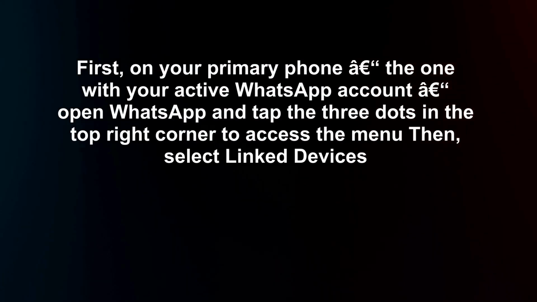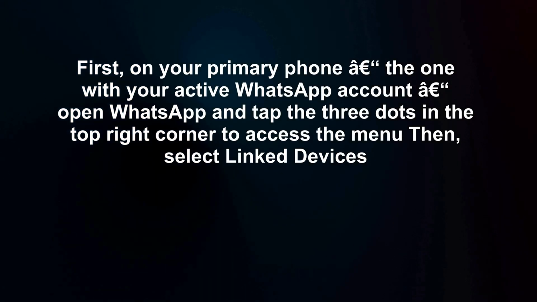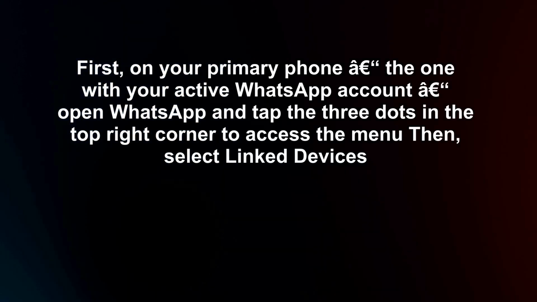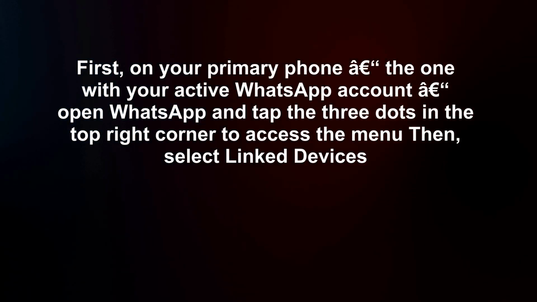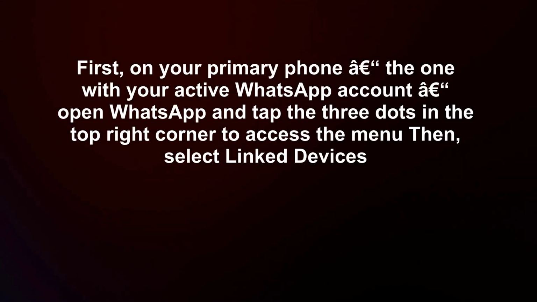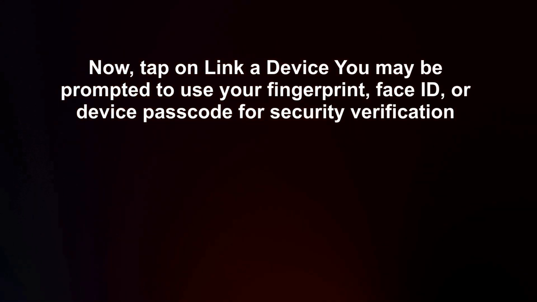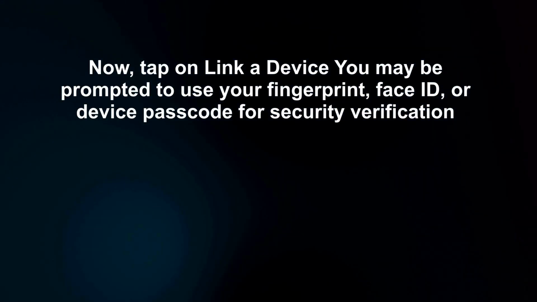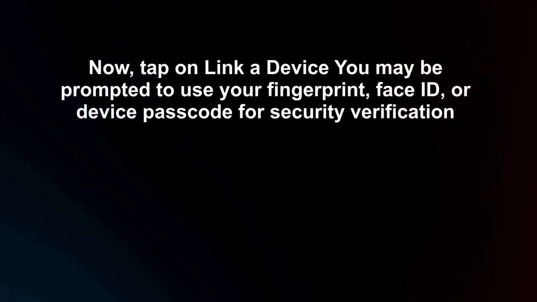First, on your primary phone, the one with your active WhatsApp account, open WhatsApp and tap the three dots in the top right corner to access the menu, then select Link Devices. Now, tap on Link a device. You may be prompted to use your fingerprint, Face ID, or device passcode for security verification.